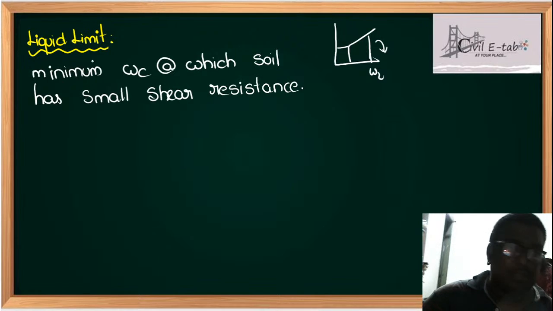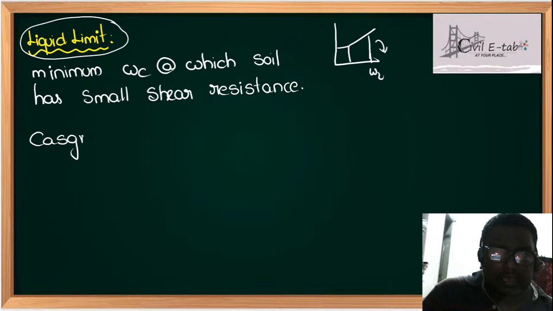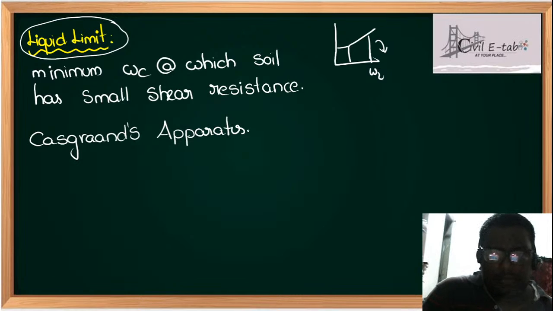Now you can ask me, liquid limit is determined by what apparatus? Liquid limit is determined by an apparatus known as Casagrande apparatus. This is another important thing which I want to tell you. Liquid limit is determined by the Casagrande apparatus, and it is the minimum water content at which the soil has small shear resistance against flow.